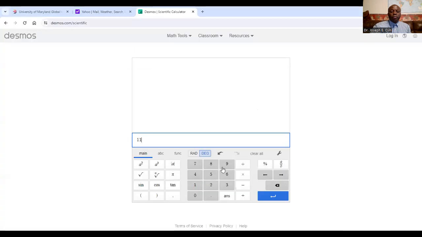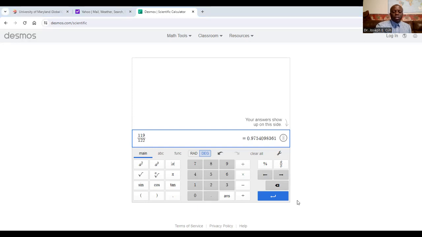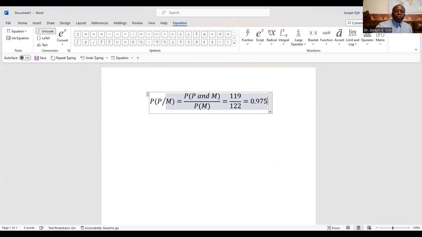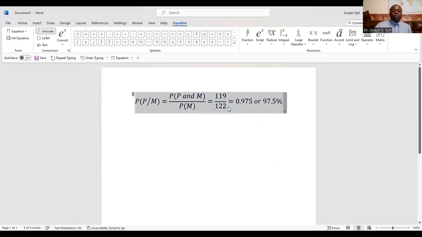Taking you to the calculator, you can see 119 divided by 122 is 0.975. So we got 0.975. Or if you like, you can call it a 97.5% chance that the subject tested positive, given that he or she uses marijuana.